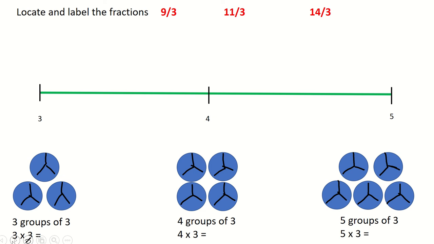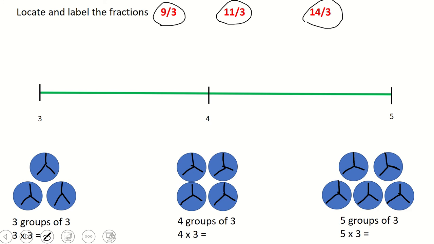Okay, we are going to do a little practice. We are going to look at the fractions that they want us to locate and label. They've given us 3 fractions, 9/3, 11/3, and 14/3. So we know that the denominator is a 3, so there's going to be 3 equal parts in each whole.